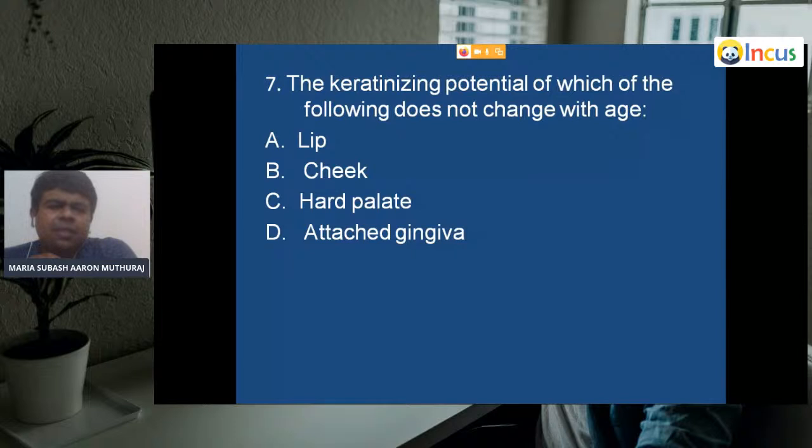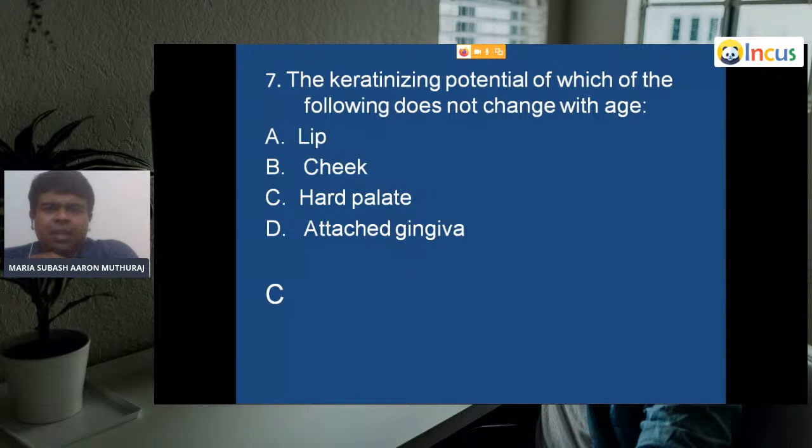Actually, the keratinizing potential of the lip will change with age, whereas the cheek and attached gingiva also will change with age, whereas the keratinizing potential of the hard palate doesn't change with age.